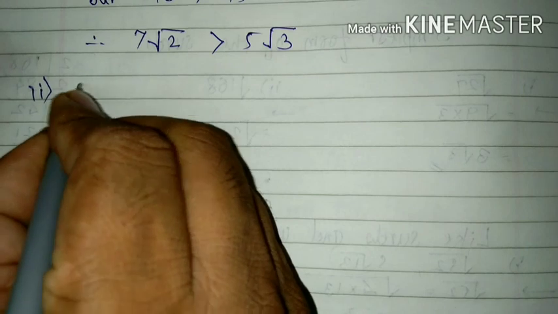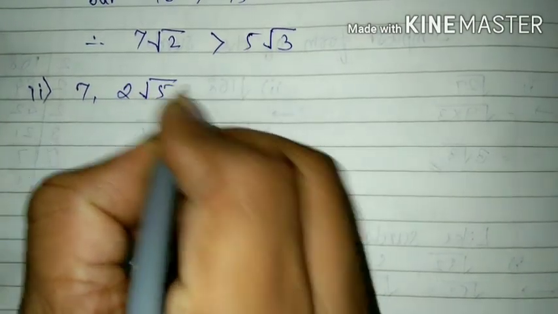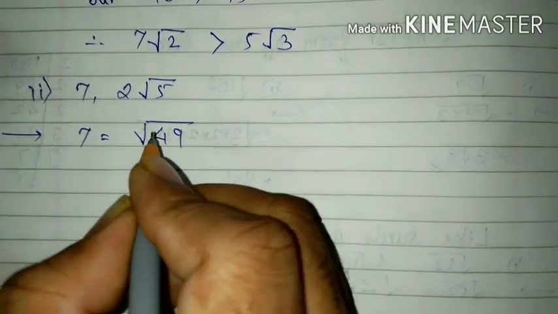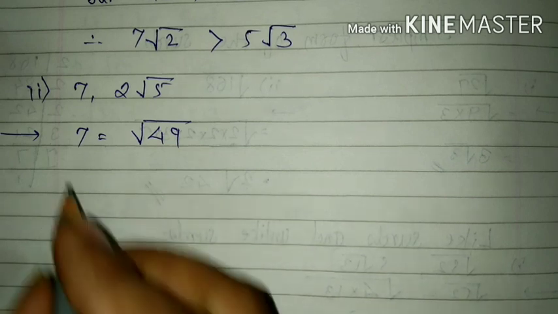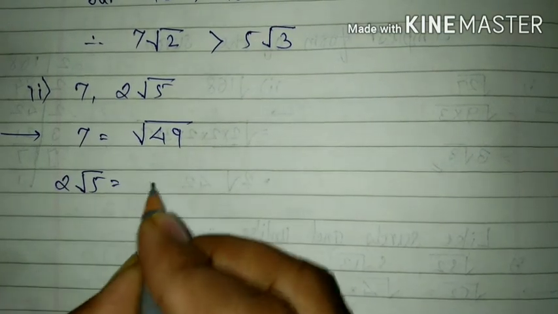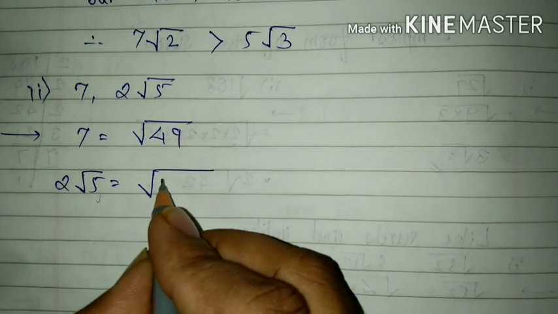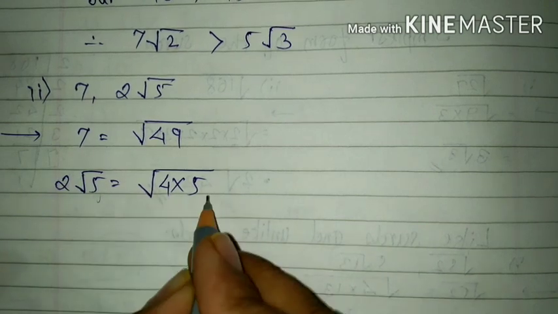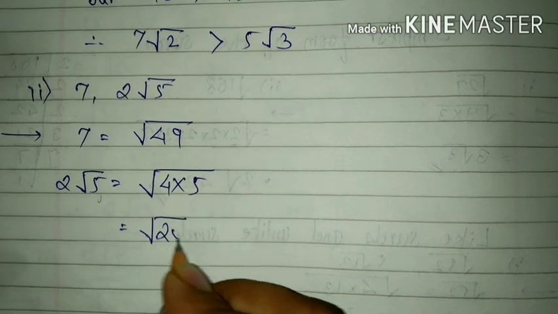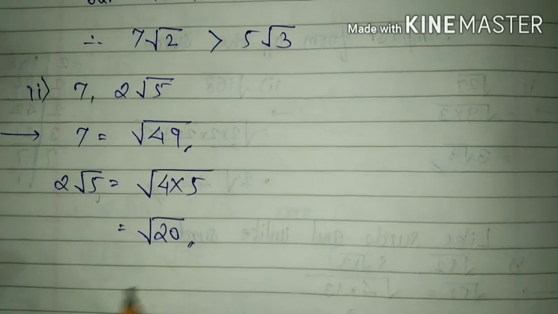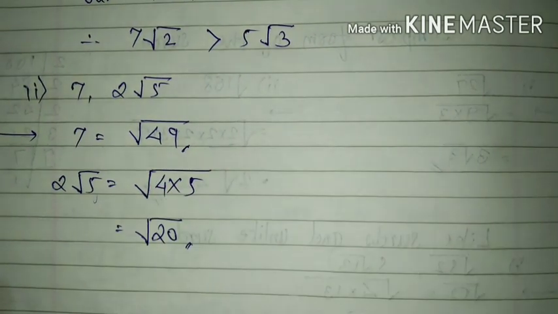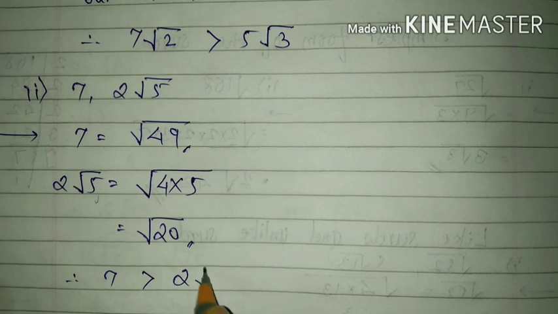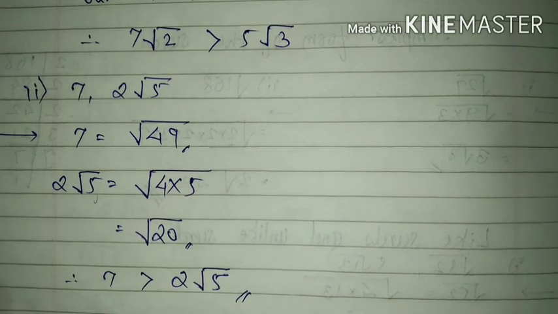Okay, I am taking the next one. 7 and 2 root 5. See, this 7 can be written as under root of 49 because we know that root of 49 is 7, and 2 root 5 can be written as 2 whenever goes in becomes 4 into 5. 2 becomes 4 and root 5 is already there, so it is root 20. Now root 49, root 20, you can easily compare. Root 49 is bigger, therefore 7 is bigger than 2 root 5. This is our final answer.